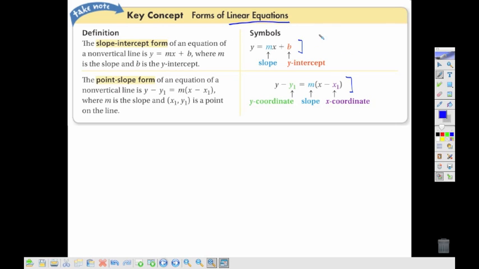Now, we usually want to finish our problems in this form, but sometimes the point-slope form is more useful if we're given, say, a point and we know what our slope is. Then we can just plug those values into this form and simplify it to this one. And then it's a few less steps.